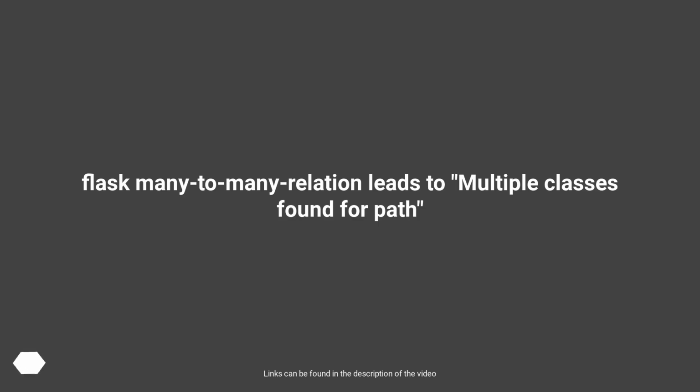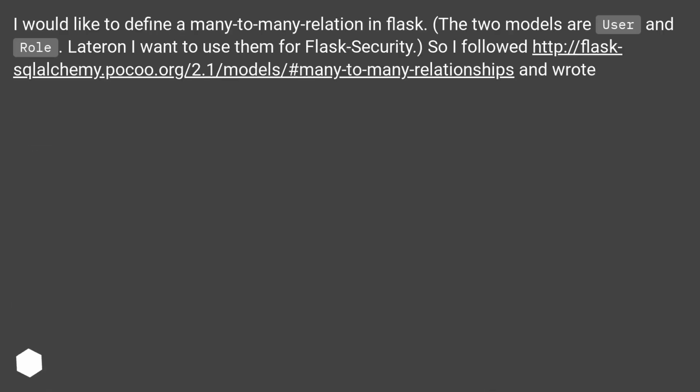Flask many-to-many relation leads to multiple classes found for path. I would like to define a many-to-many relation in Flask. The two models are user and role. Later on I want to use them for Flask security, so I followed this URL and wrote.